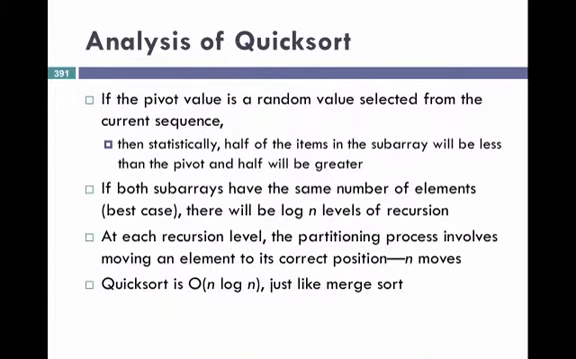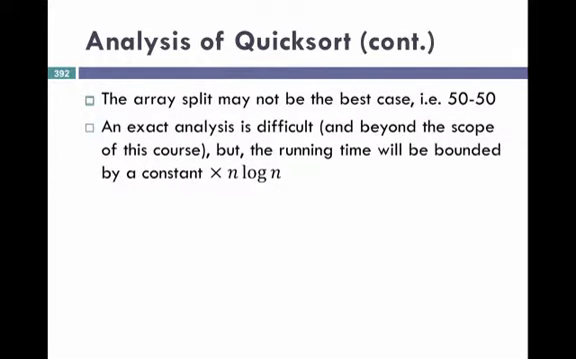Now if the pivot value is a random value selected from the sequence, then statistically half of the items would be less than the pivot and half would be greater. And if both subarrays have the same number of elements, there will be log n levels of recursion. At each recursion level, the partitioning process involves moving an element to its correct position, so there are n moves. So quicksort is an order n log n algorithm, just like merge sort. Now the array split may not be the best case. It might not be split in half. So an exact analysis is difficult, but the running time will be bounded by a constant times n log n.